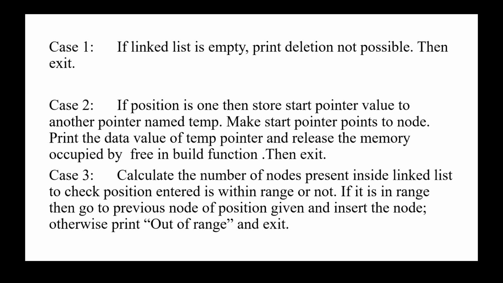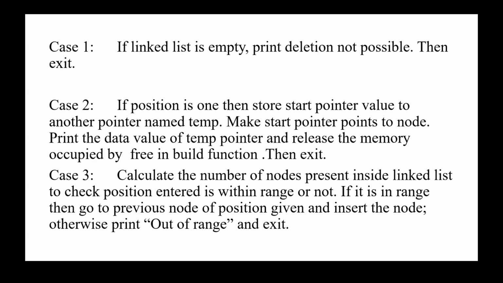So for example, there are 5 elements and I enter deletion of the element at position 6. It is not possible. For that, we have to calculate how many nodes are present inside the linked list to check whether the position we are entering is in a valid range or not. For that, we first calculate the number of elements present inside the linked list. For the calculation, we have to traverse the linked list from the first node.